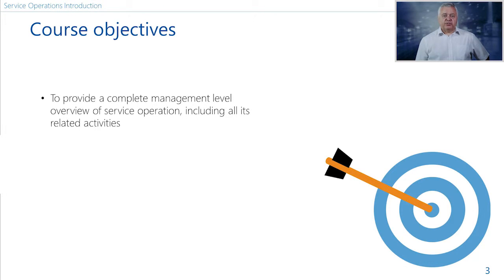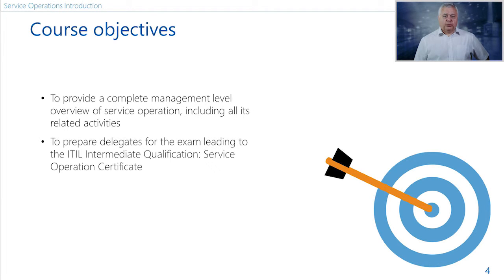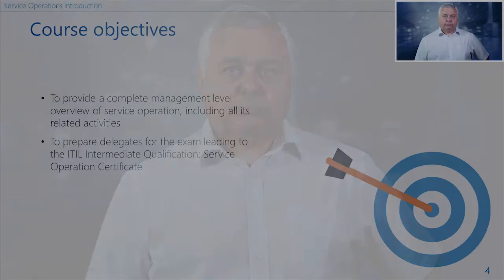The key objectives of this course are basically twofold. First of all, to give you a complete management overview of service operations, including all of the activities and all of the stuff we've just talked about. And also prepare delegates for the exam, which you can take at the end of this course, which leads to the qualification in ITIL Service Operations at intermediate level.